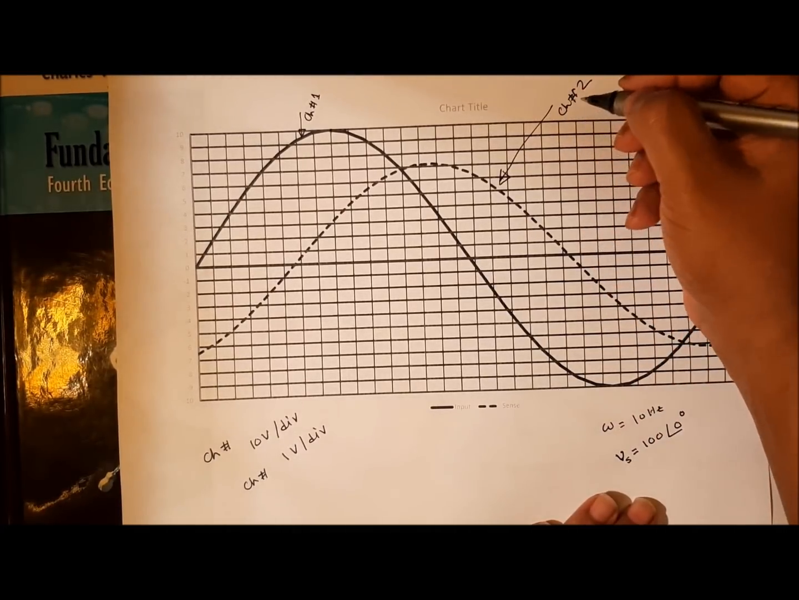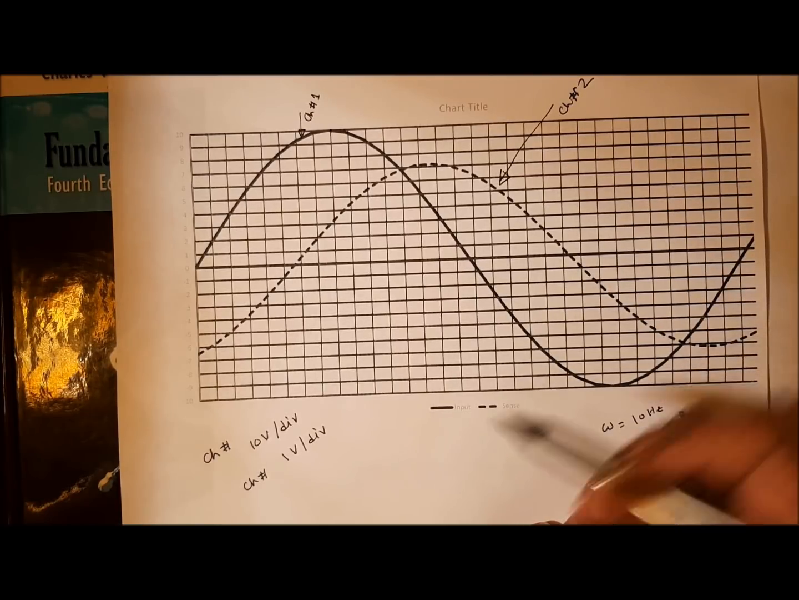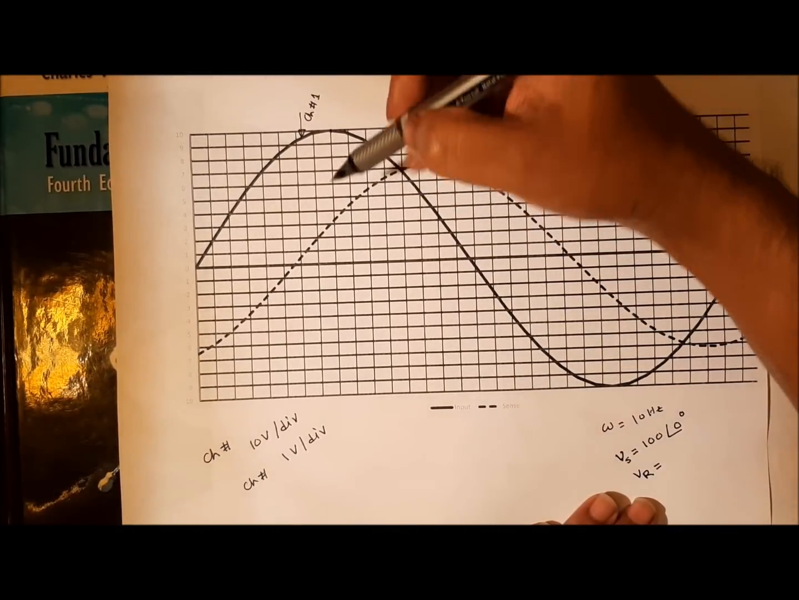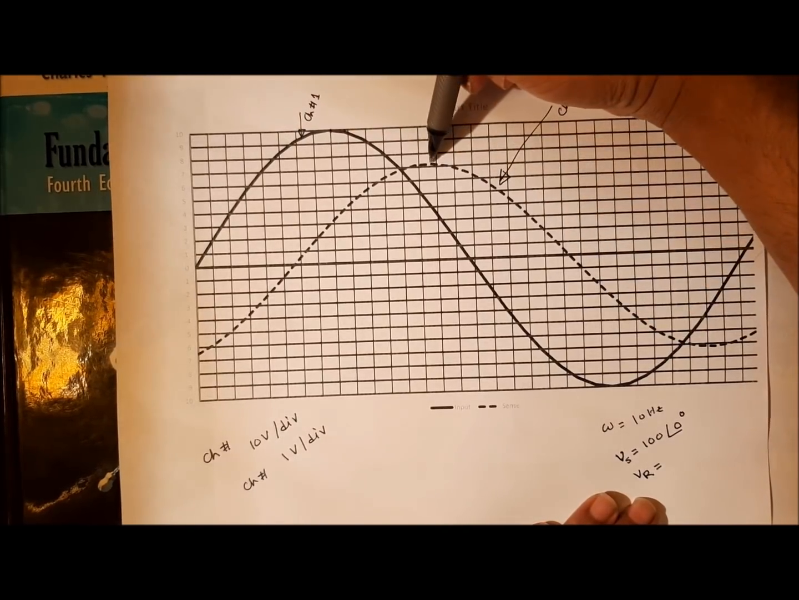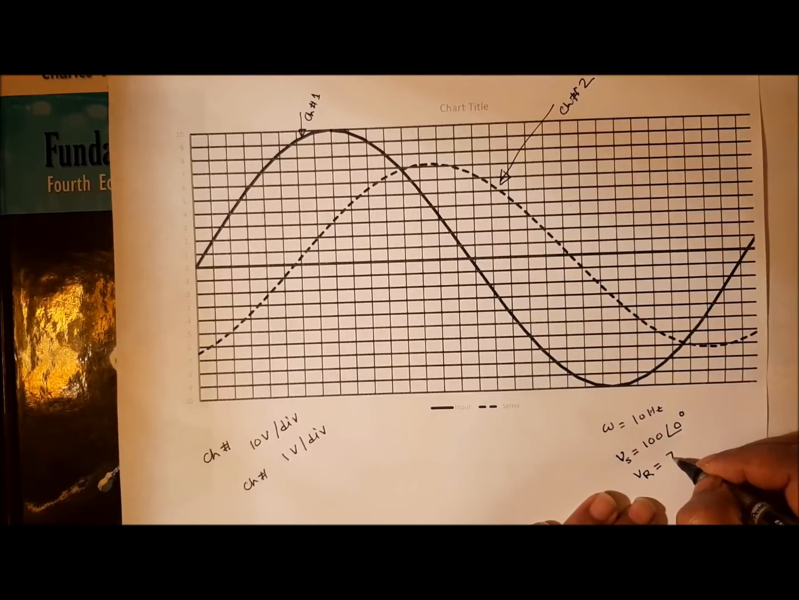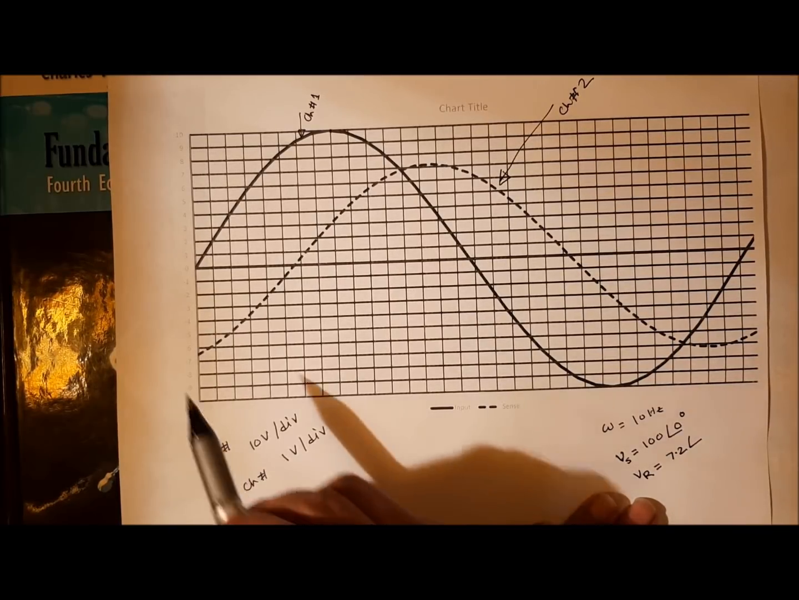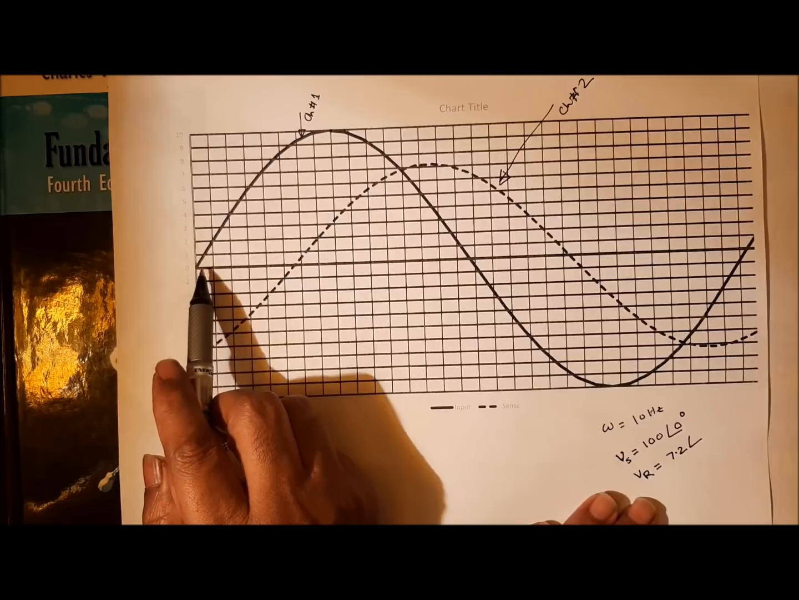Now for the sense resistor voltage, or the channel 2 voltage VR, you see here 7.2 at 1 volt per division, so it will be 7.2 volts. Now find the angles from here.